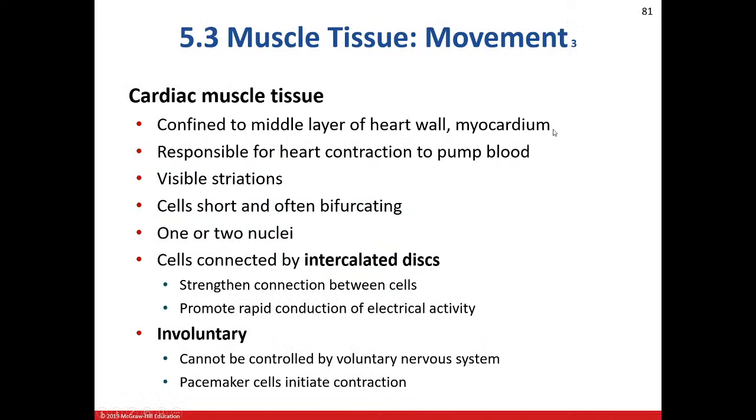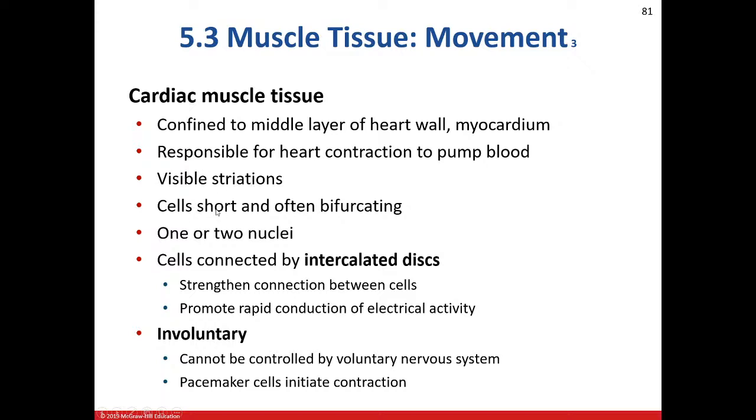Cardiac muscle is confined to the middle layer of the heart wall. It's the only place you'll find it, in the heart, and it's in the middle layer. Now, when we say confined, it is a very thick layer. It's the thickest layer of the heart wall, but that's the only place you'll find it, in the wall of the heart. And it makes up the myocardium, again, that middle layer, and it's responsible for heart contraction, which is responsible for pumping blood. It has visible striation also.